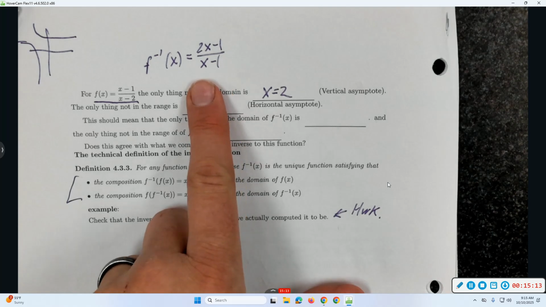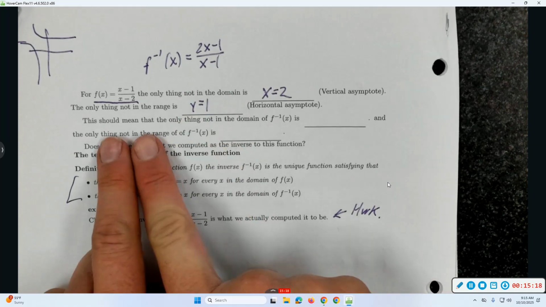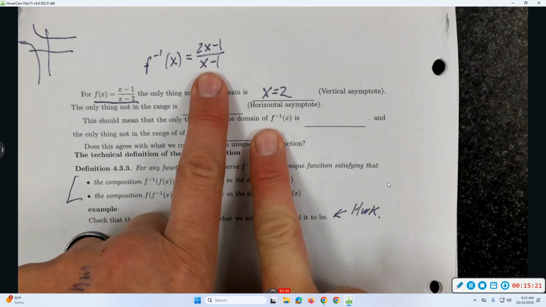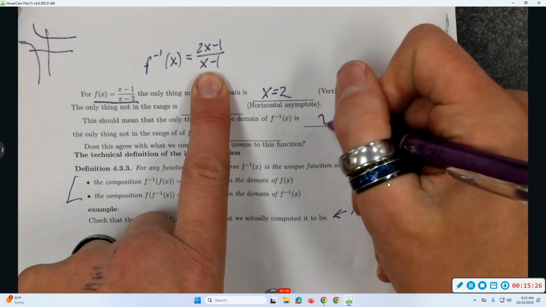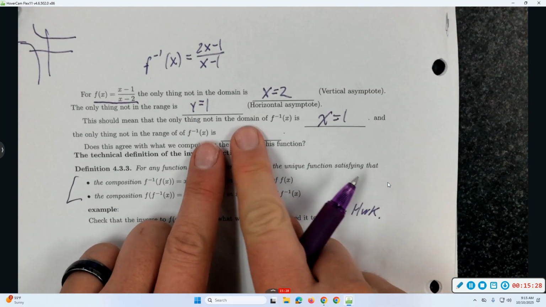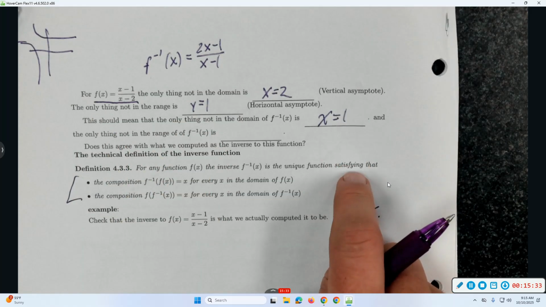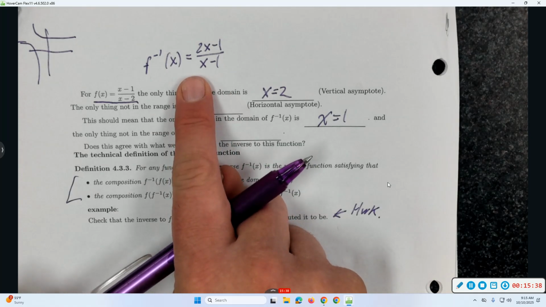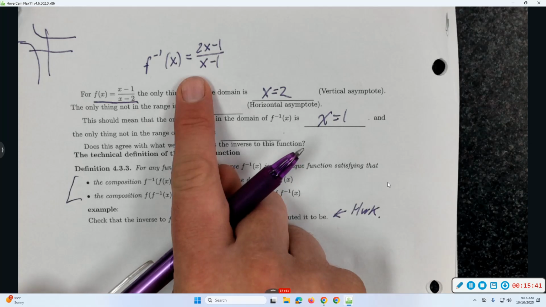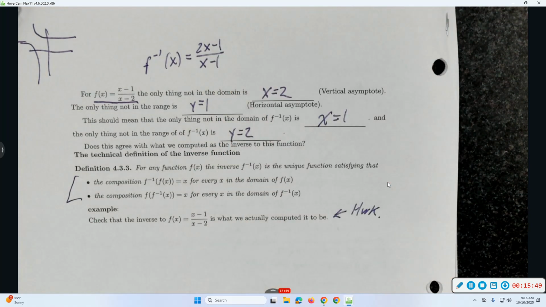There's the inverse function. So by looking at that inverse function, what's the only thing not in the domain of that inverse function? x equals 1. Nice. The domain of the inverse function agrees with the range of the original. And now let's go the other way. The only thing not in the range of this thing will be the horizontal asymptote. Where's the horizontal asymptote? At 2. Oh, cool. Yeah, it checks out.